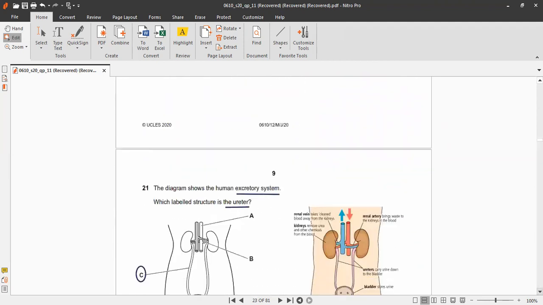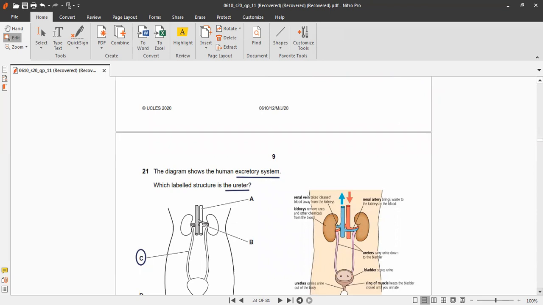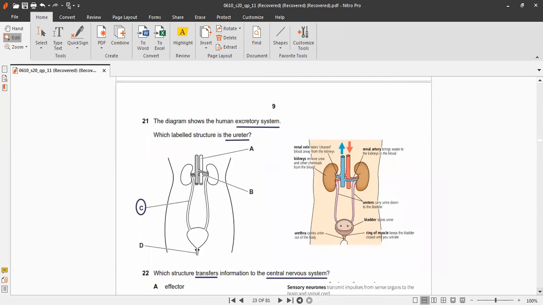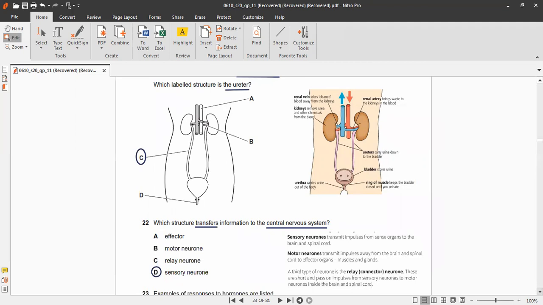The diagram shows the human excretory system. Which labeled structure is the ureter? Yes, ureter, C. The urethra. And B, renal artery and renal vein. So the correct answer is C.